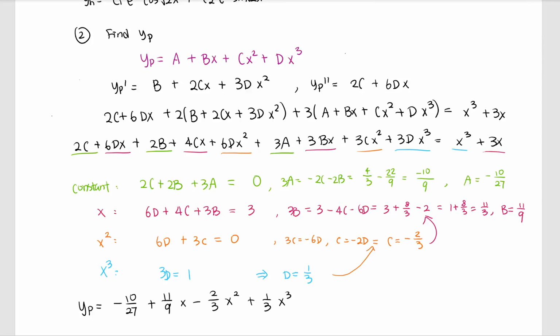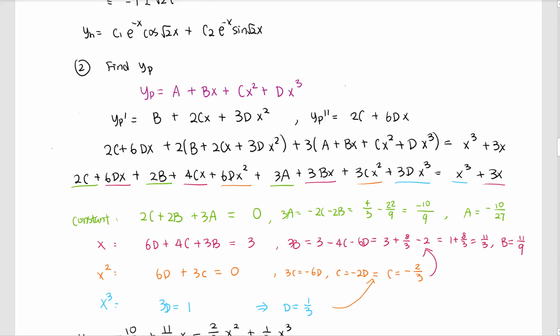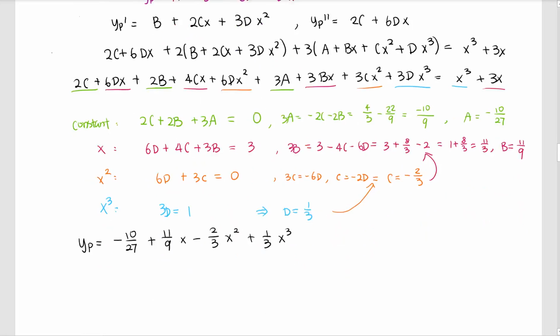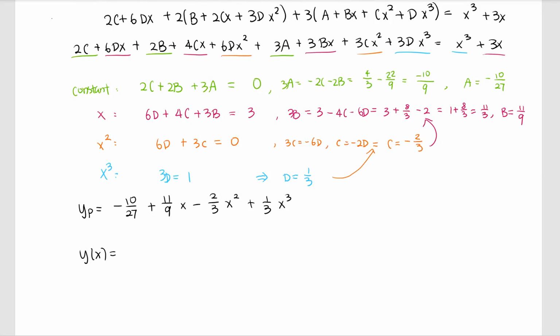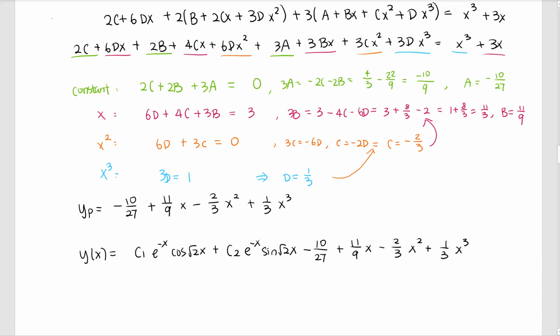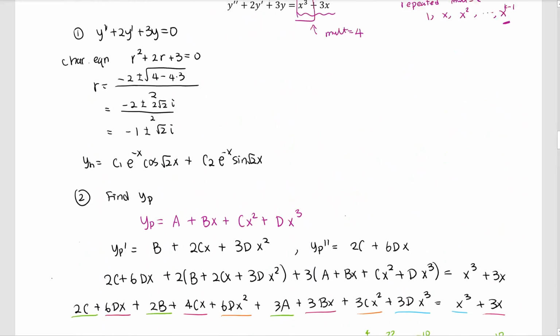So finally, our solution is the homogeneous solution plus the particular solution. So y of x is the homogeneous solution plus the particular solution. So that's negative 10 over 27 plus 11 over 9x minus 2 over 3x squared plus 1 over 3x cubed. Okay, so this is what we get for this problem. Yeah, it is quite long.